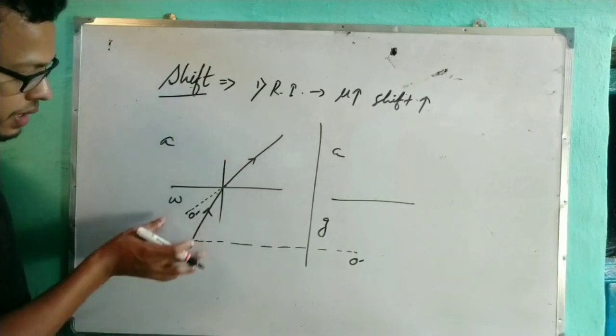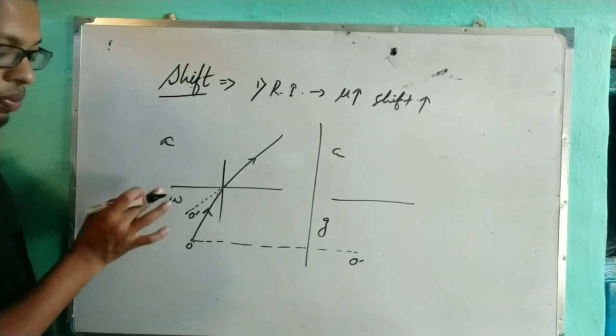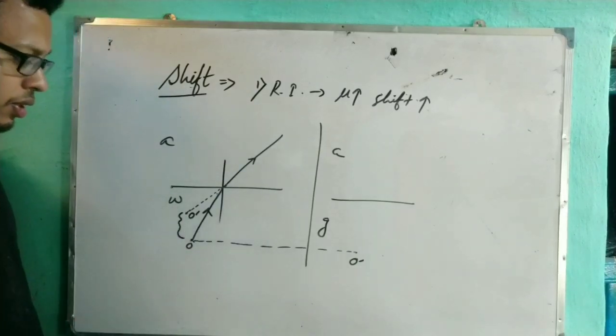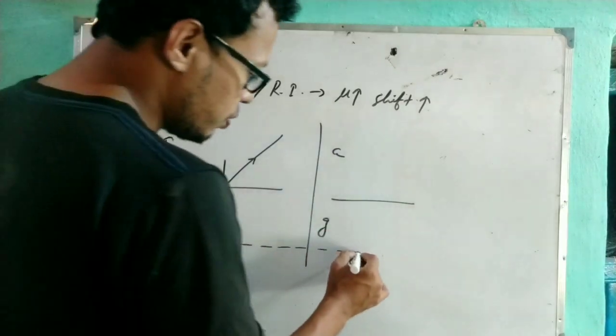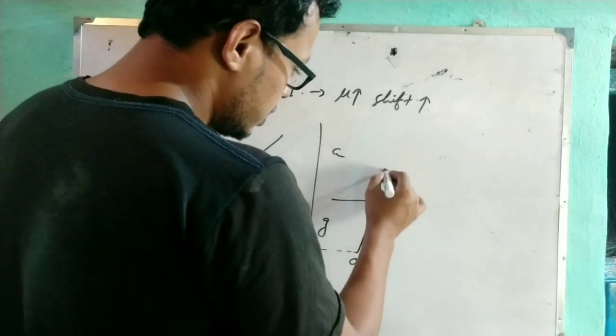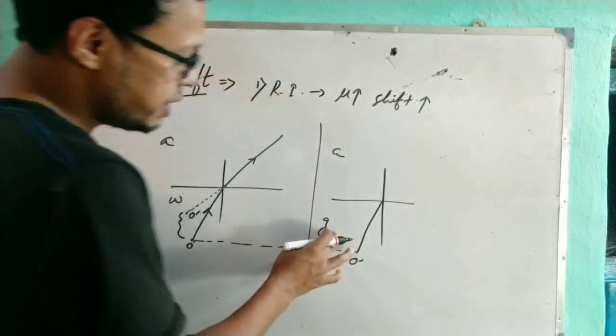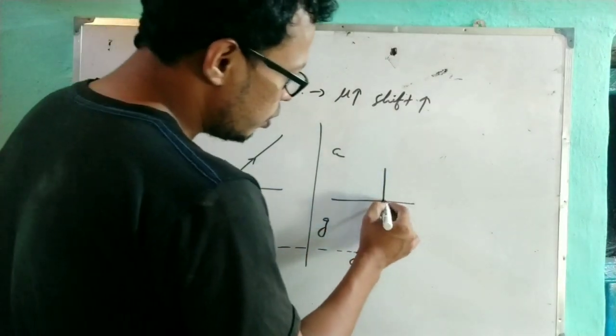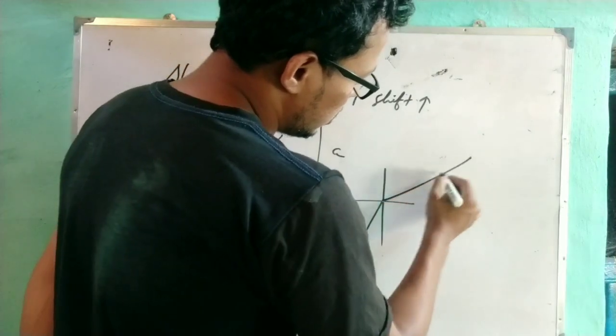Okay, it seems this O point is coming from this O dashed point. So shifting how much? This is the shift. Now in this case what will happen? See, this is the incident ray, but the optical density of glass is more than the optical density of water. That's why the bending will be more. So this is the bending.